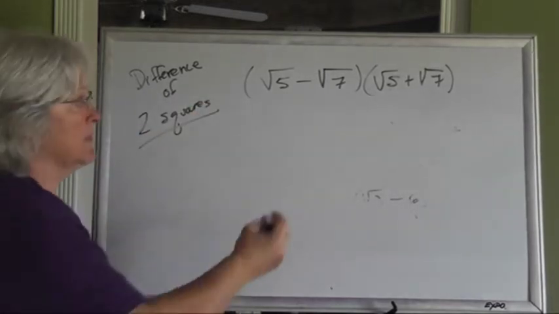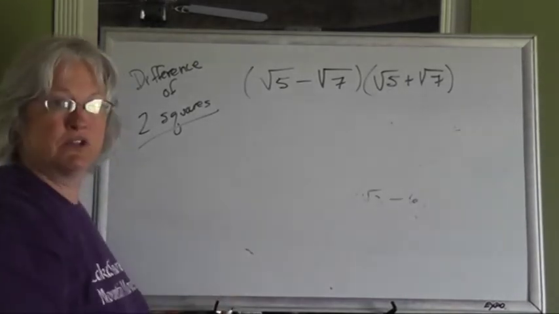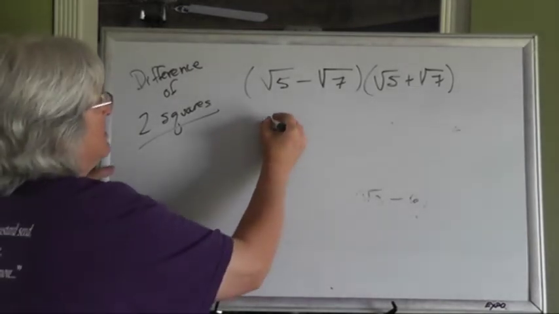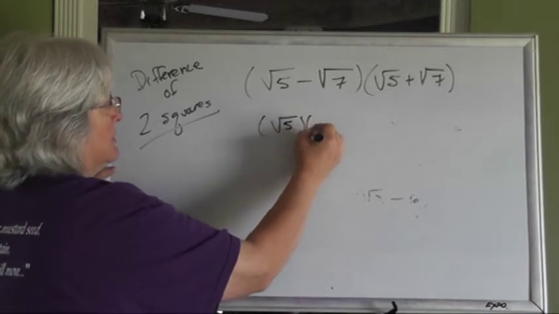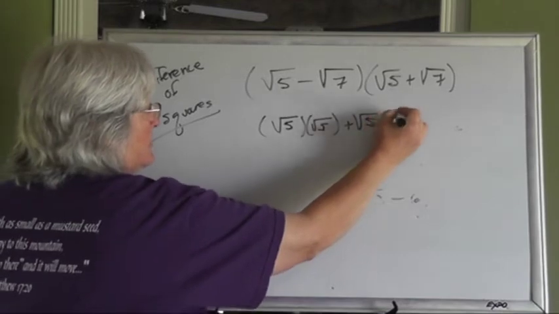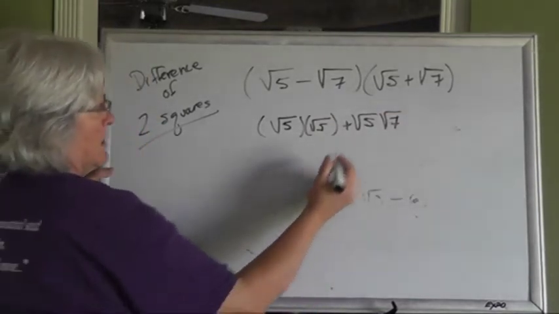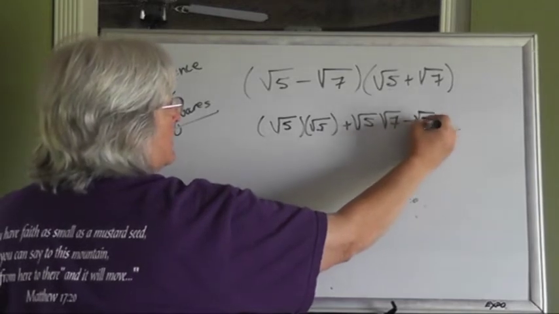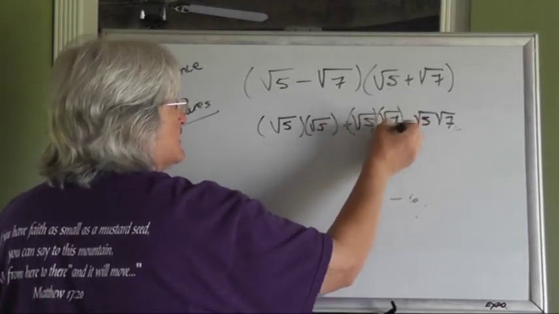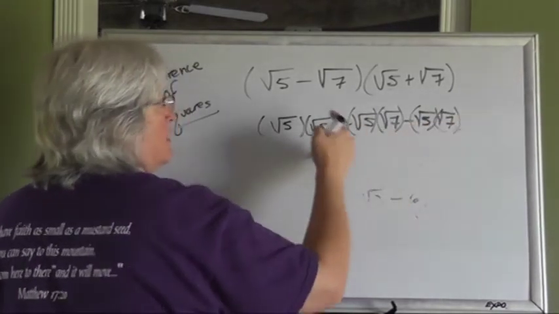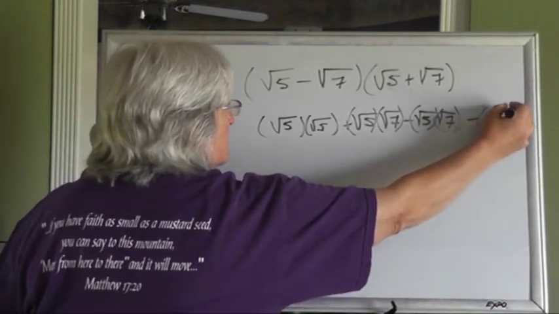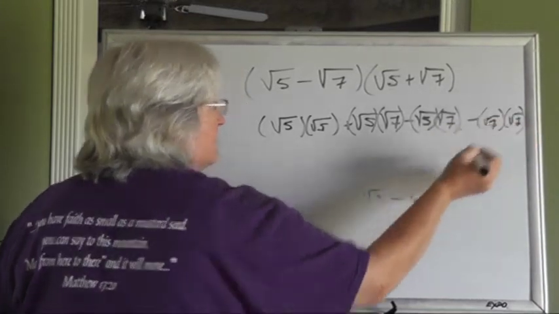What we have here, we're multiplying two binomials together. You can go ahead and use FOIL to solve this. You have the square root of 5 times the square root of 5, plus square root of 5 times square root of 7, minus square root of 5 times square root of 7. Let me put a couple of little parentheses in here. Minus square root of 7 times the square root of 7.